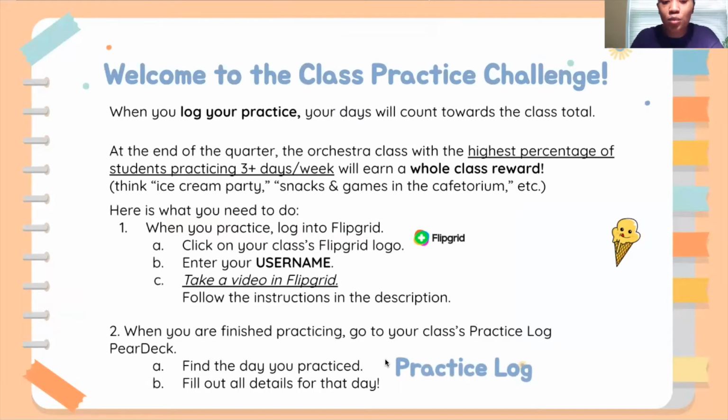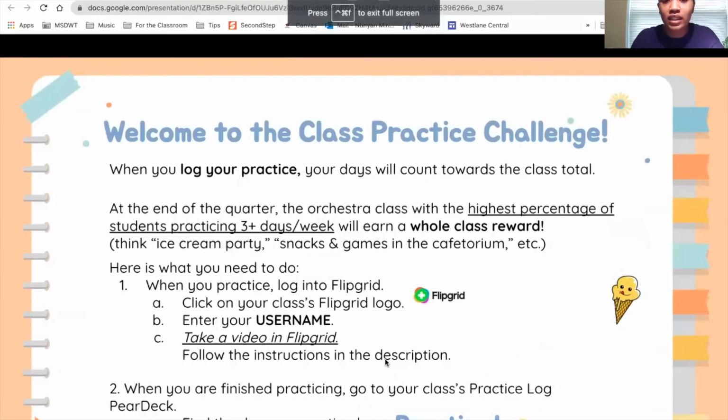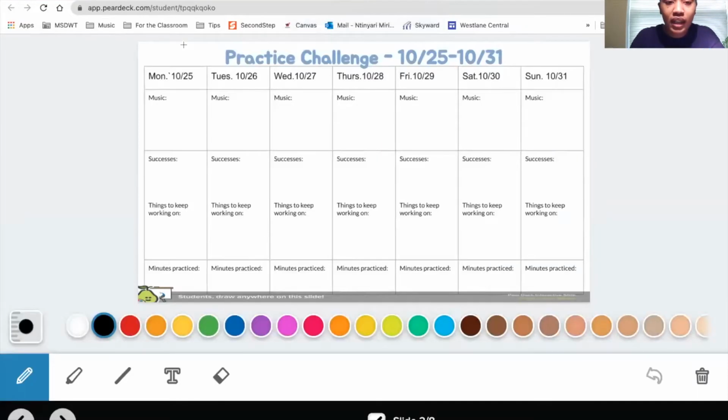You'll find the day that you practiced and fill out all the details for that day. Here is what each slide on the Pear Deck looks like. Notice it goes from Monday to Sunday. It is 1 full week. You will fill out what music or what skills you're working on your instrument, things that are going well, and then things that you will keep working on next time you practice, and then write down the minutes that you've practiced.